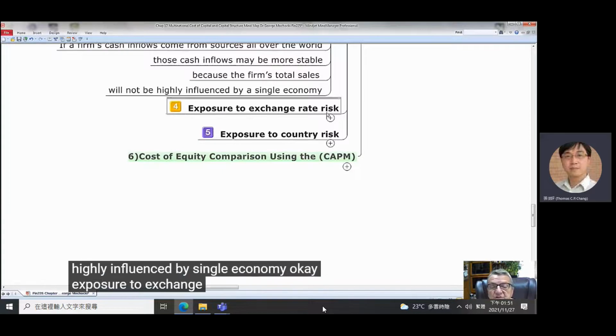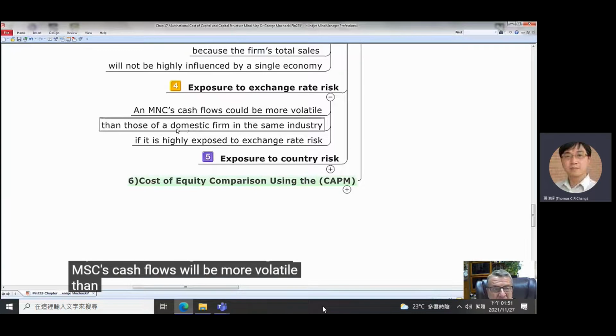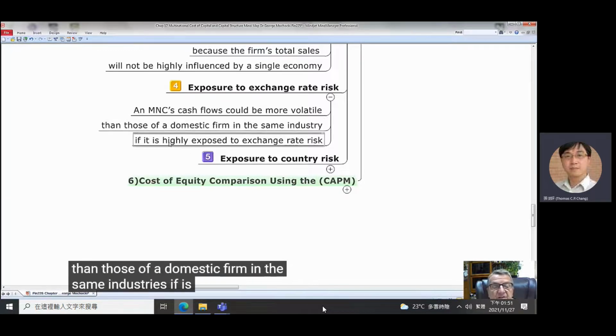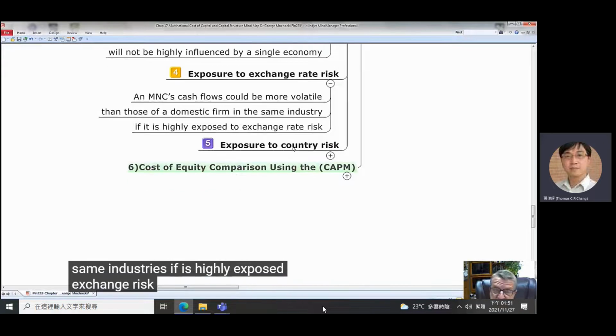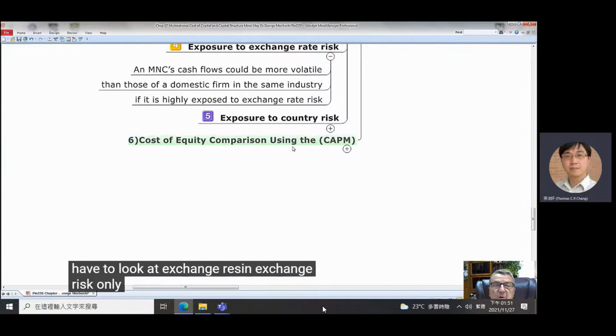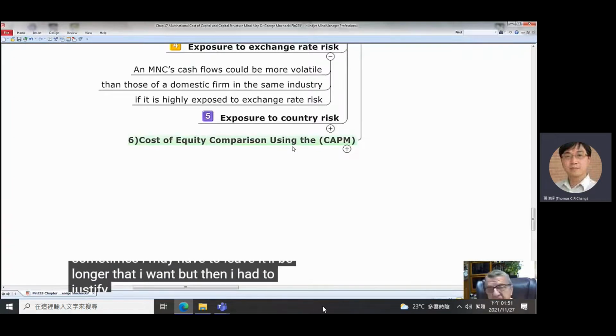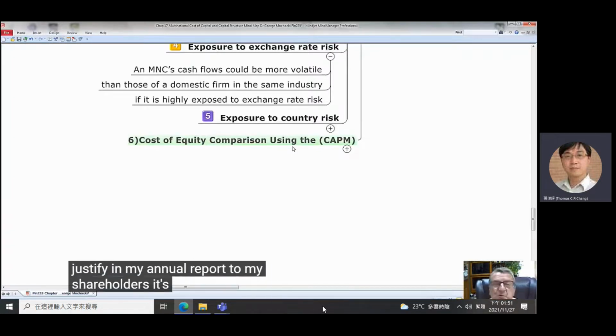Okay, exposure to exchange rate risk. Again, an MNC's cash flows will be more volatile than those of a domestic firm in the same industry if it is highly exposed to exchange rate risk. This is one factor. You have to look at exchange rate risk, and it only makes a difference when I'm moving the cash in and out. So it depends on the timing. Sometimes I may have to leave it a little bit longer than I want, but then I have to justify it in my annual report to my shareholders at the parent MNC.